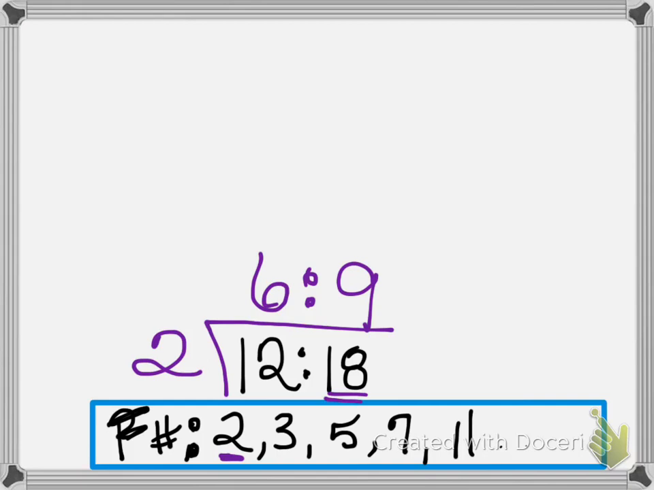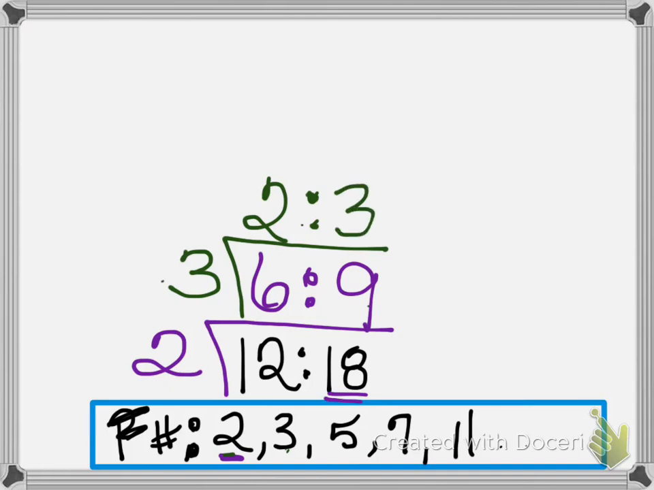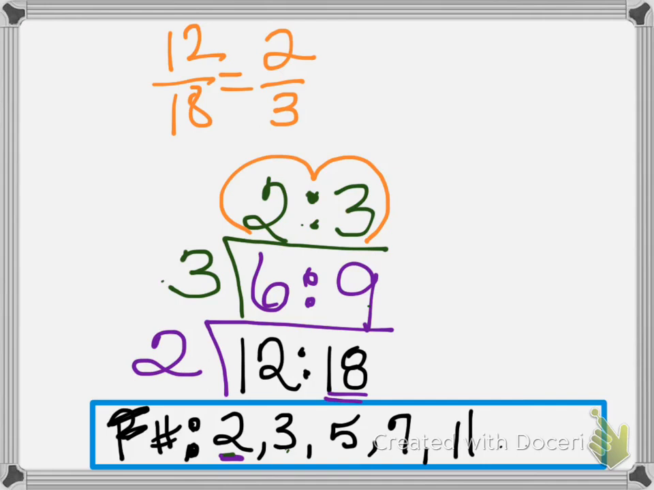Excellent. Now we're going to look at 6 and 9. Are they simplified? Nope, we could go one more time. So what number? 2, 3, 5, 3. 3 can go into both 6 and 9. 3 can go into 6 2 times, and 3 can go into 9 3 times. Now what we're left with here is 2/3. So when we look at our 12 and 18, it's going to be simplified into 2/3.